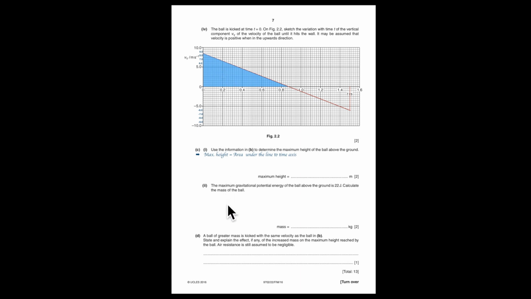Which is equal to 1 by 2. It is a triangle, so 1 by 2 times 8.5 times 0.866 meter, which is equal to 3.66 meter. So it has a maximum height of 3.66 meter.